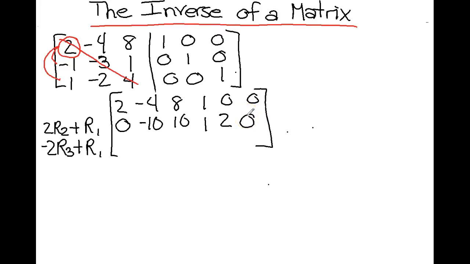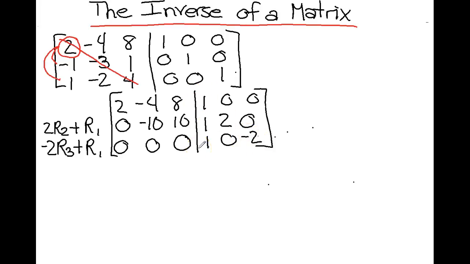When I do row 3, I get a -2 and 2 is 0. I get a 4 and -4 is 0. I get a -8 and 8 is 0. I get a 0 and 1 is 1. The 0 and 0 is 0. A -2 and 0 is, whoops, -2 and 0 is not 0, it is a -2.